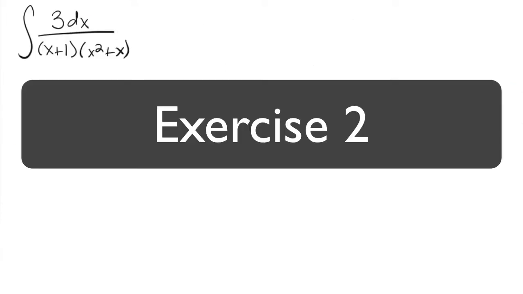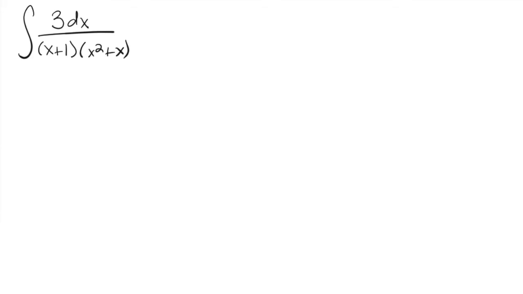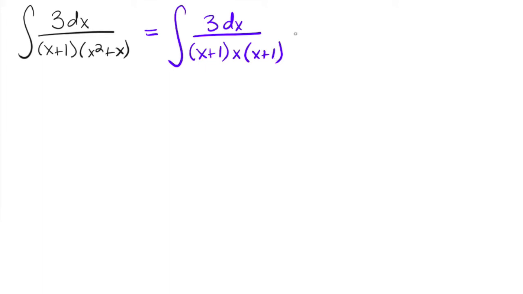Okay, so here we have another rational function, and we're going to use the method of partial fractions. The first thing we're going to do is make sure that everything is factored completely. So the denominator has to be completely factored. Notice that you can factor out an x from the x squared plus x. And so this is really equal to 3 dx over x times (x plus 1) squared.